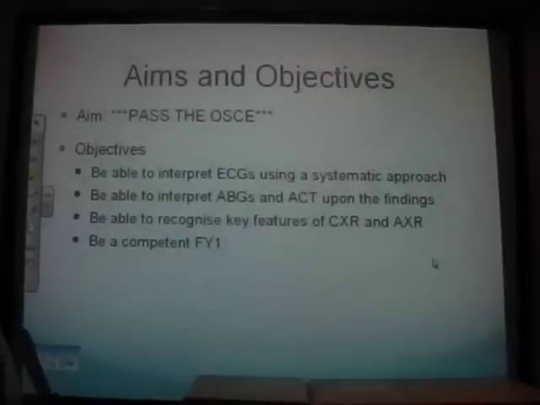The aims are to pass the OSCE. So good luck everybody. When is the exam? May and May 1st. Okay, great. So you've got a little bit of time.